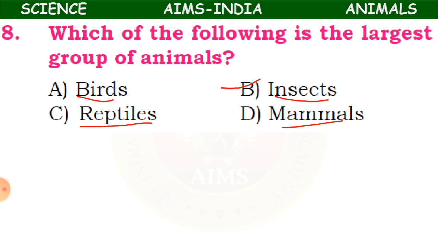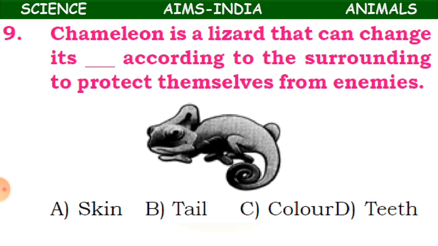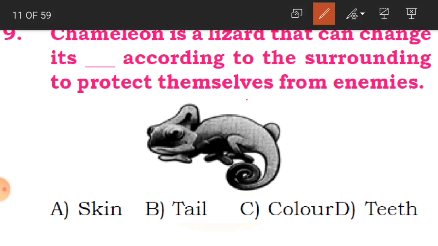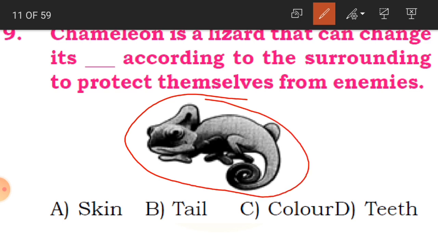Okay, children, clear? Now, chameleon is a lizard that can change its dash according to the surroundings to protect themselves from enemies. Okay, children, so here in the picture, you can see the chameleon. So, what does it do? It changes something according to the surroundings. Why? To protect themselves from the enemies. And what did we learn? What does it change? Whether it is A option skin, B option tail, C option color, or D option teeth. What does it change, children?